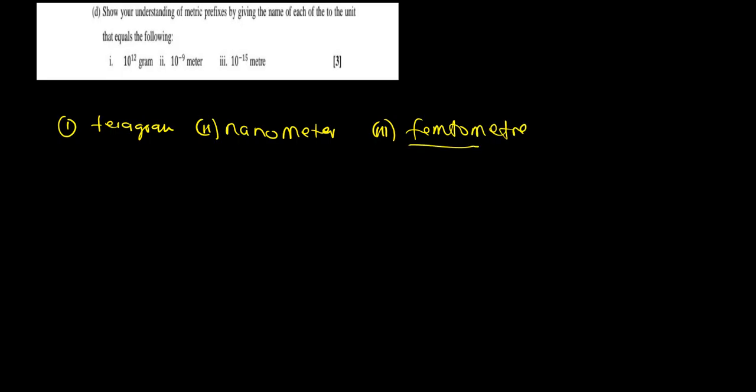So the factor is femto, the factor is nano, the factor is Taylor. That's how you are supposed to answer that question. You are supposed to answer like that. All right, so next page.